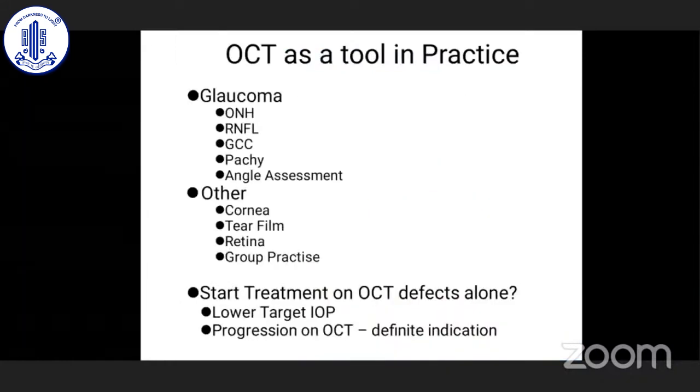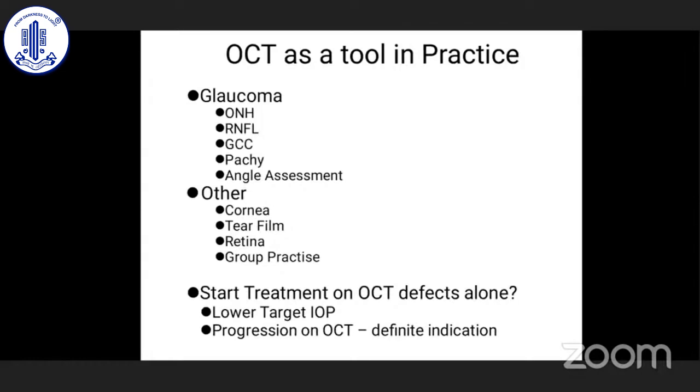So OCT as a tool in practice, what Chandrima ma'am has given this topic is glaucoma in practice, or OCT in glaucoma practice. See the advantages. In glaucoma, you can look at the optic nerve head, the RNFL, the GCC. I'll tell you in the next slides, you can look at the pachymetry and do the angle assessment also. And in a group practice, like most of us are, we can also look at the cornea and the retina. So this is becoming an important tool, and you must know more about the application of OCT in glaucoma like we are doing today.